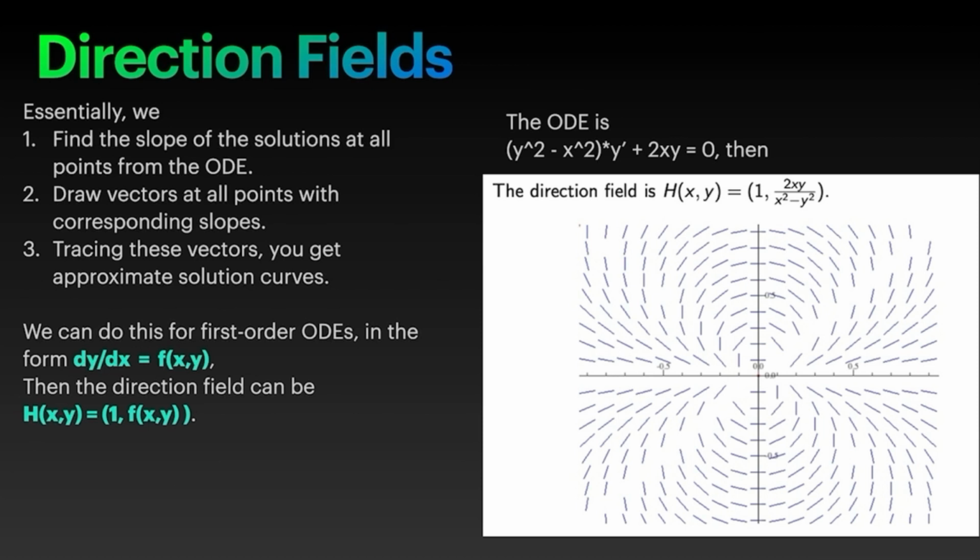Basically what you have to do is arrange the ODE so that you get dy by dx is equal to some f of x and y, and then since dy by dx is that f of x and y, that becomes the slope, and then h of x, y becomes (1, f of x, y), which is like the unit vector basically pointing in that direction.